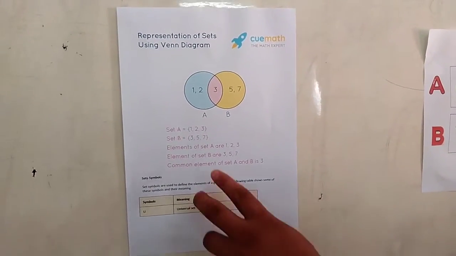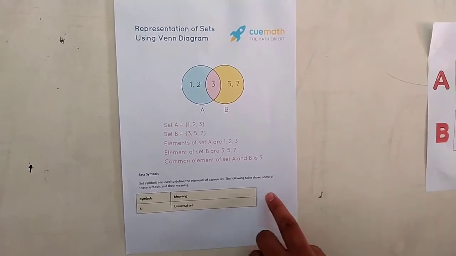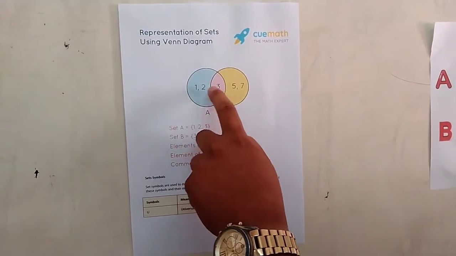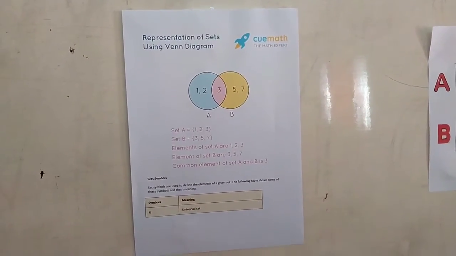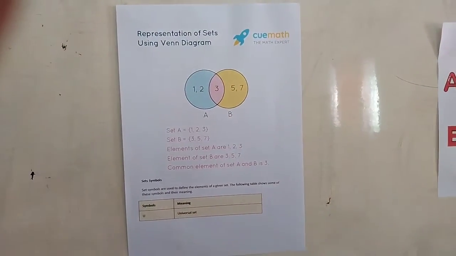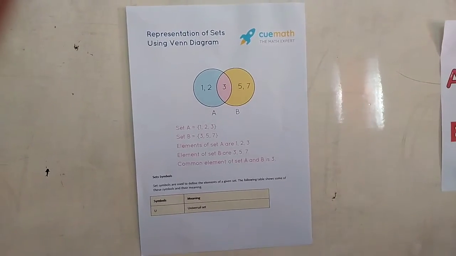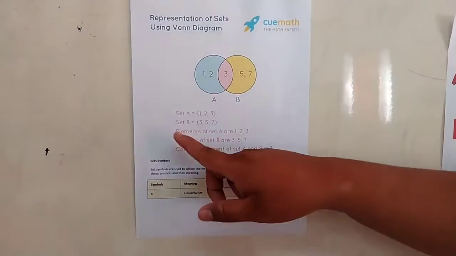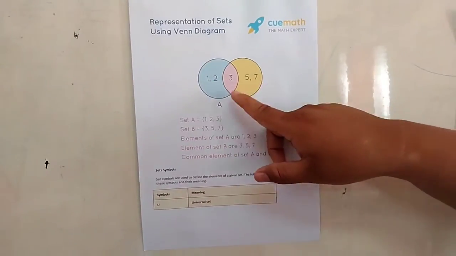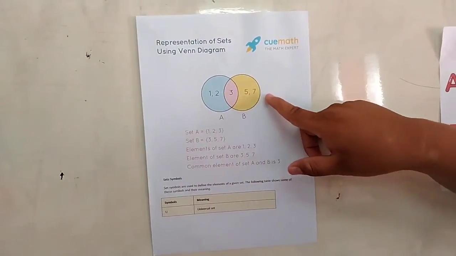Now, as you can see, we have here 1, 2, 3, 5, 7. How do you call that? 1, 2, 3, 5, and 7 is the union set. When the teacher asks you for the union, if somebody asks you for the union of sets, you're just going to write everything in here. What's in here? 1, 2, 3, 5, and 7.